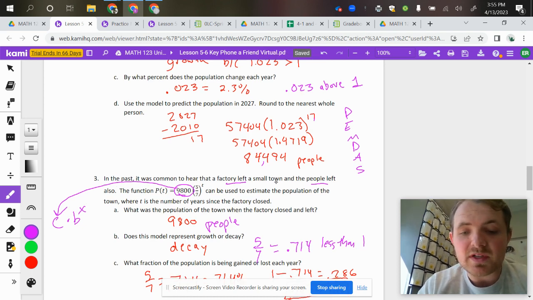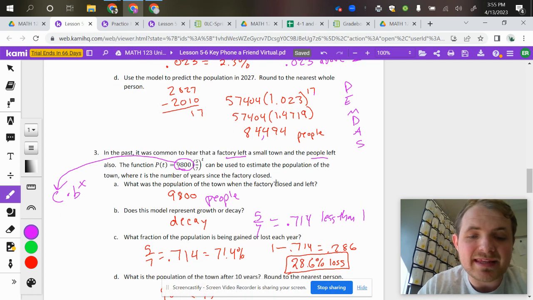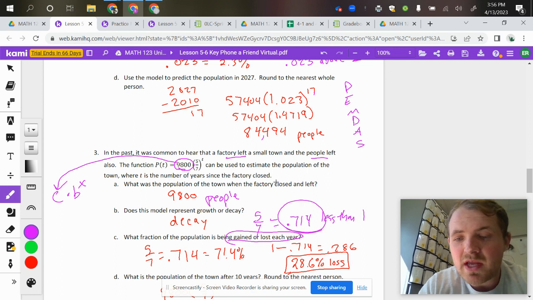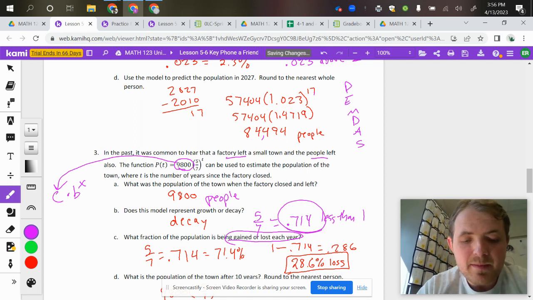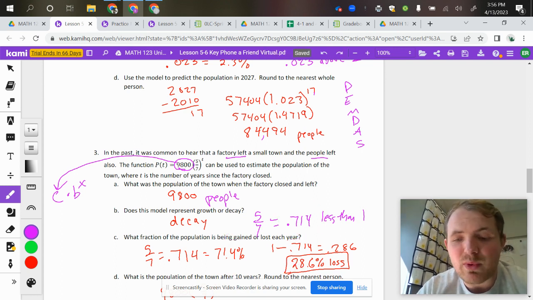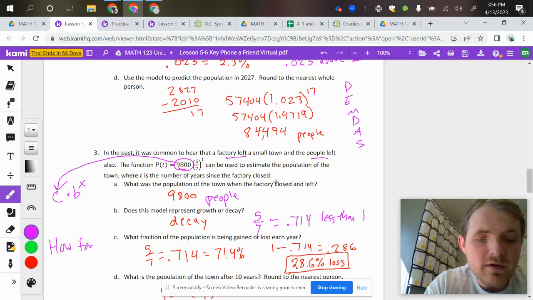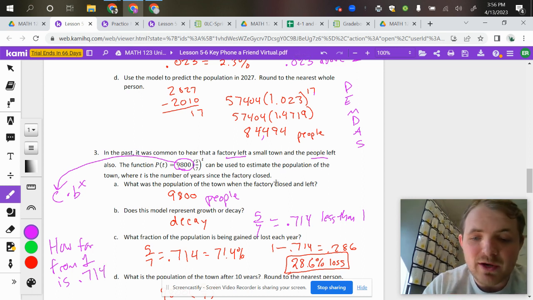Okay. So on this next question, a lot of people want to say that how much is being lost each year. A lot of people just want to jump to 71%, right? But it's how far away is 0.71 from 1. Okay, so again, the question you want to ask yourself is how far from 1 is the base of your exponent? How far from 1 is 0.714?